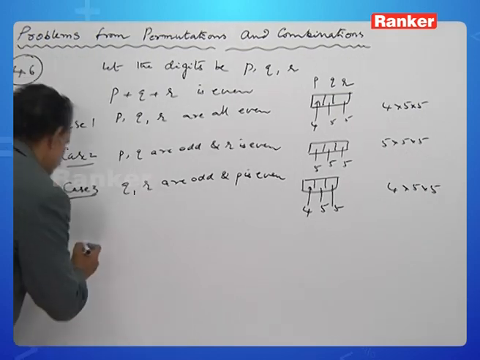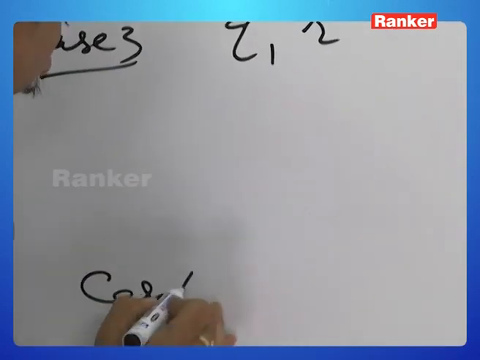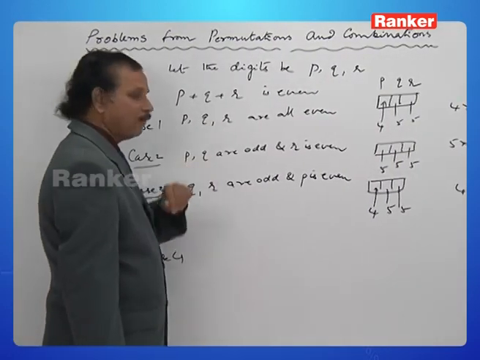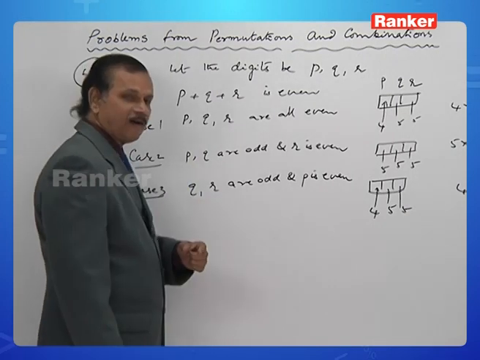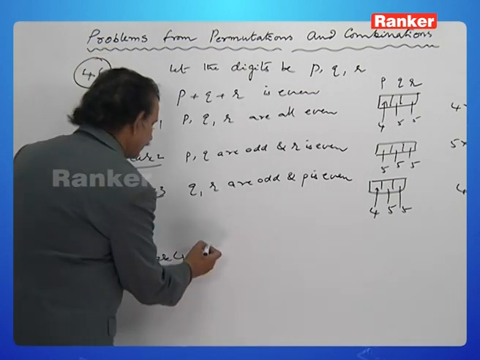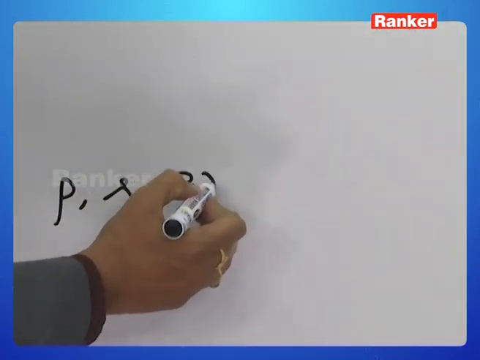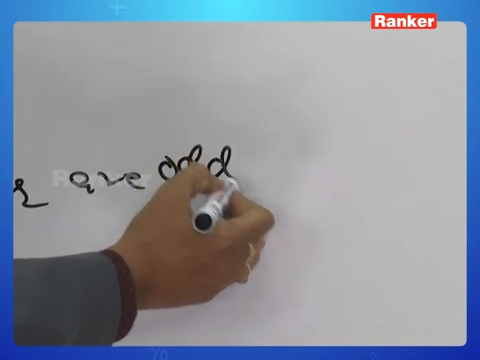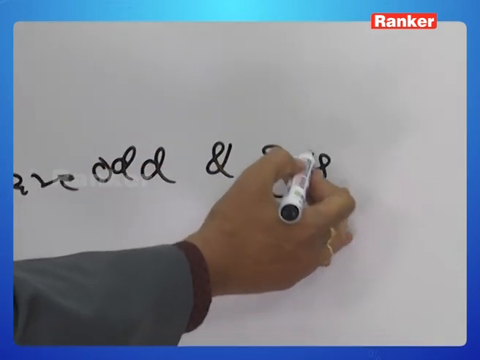And the last case, case 4. Here P and Q are odd, here Q and R are odd, and in the next case we take R and P odd. P, R are odd and Q is even.